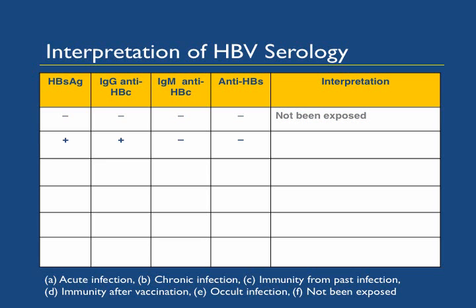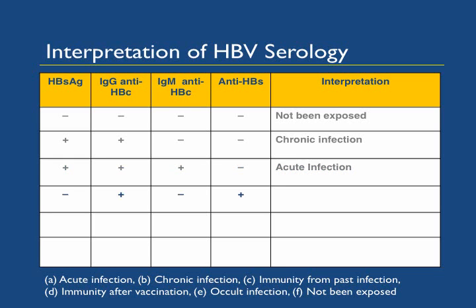Now, let's look at the next scenario. Here we have someone who's surface antigen positive and IgG core antibody positive, but IgM core negative and surface antibody negative. What's the explanation? Well, this is a patient with chronic infection because the IgG but not the IgM core antibody is positive. Well, what about the next situation? The next situation is someone who's surface antigen positive, IgG core antibody negative, IgM core antibody positive, and surface antibody negative. Well, as I've indicated, IgM core antibody is a marker of acute infection, so that's what this patient has.